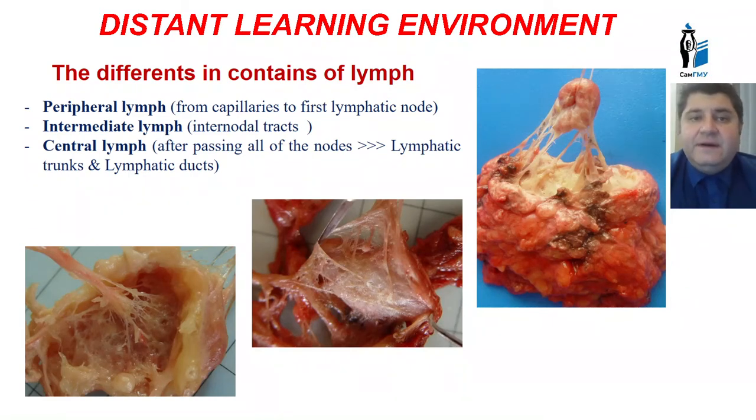This lymph passes between nodes, and after all the nodes, lymph passes to the central lymphatic trunks and ducts, and this lymph is called central lymph. It has the greatest quantity of lymphocytes, and this lymph passes into the blood system, into the venous system. And now you can see in these pictures lymphatic nodes with cancerous disease. For example, you may see this cancerous disease and metastasis to lymphatic nodes in the right picture.